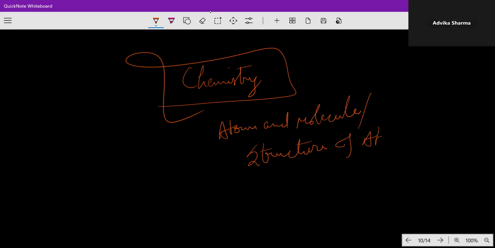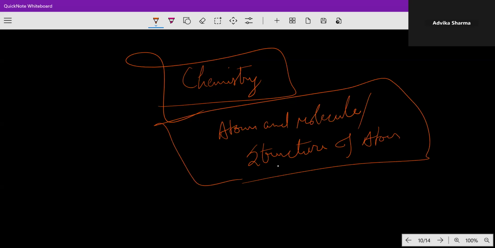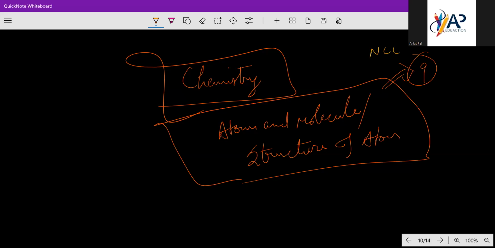Sir, I don't know about you, but I already did that in school. Me too. But it is mentioned in ninth class, according to NCERT.